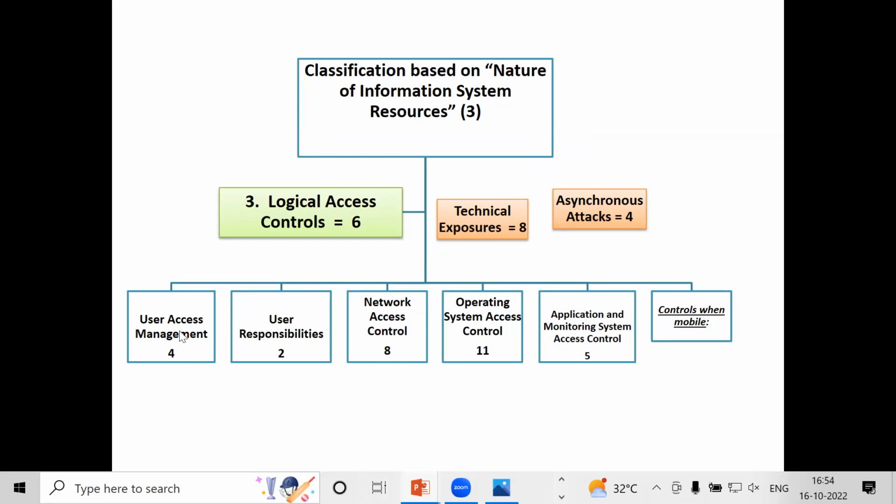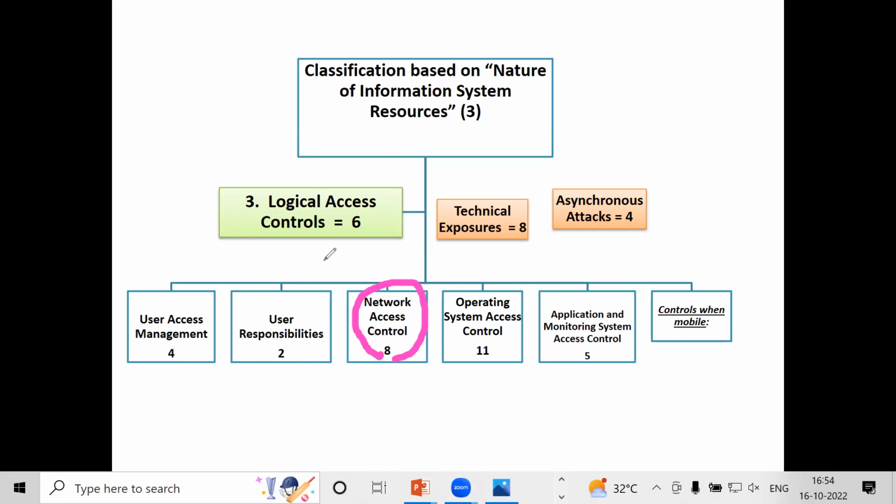Number one, user access management. There are 4 points. What is user access management? Who can access, for whom a user account can be created, user ID, password, etc., and the relevant permissions. Then user responsibility. What is the responsibility of the user? You as a user are not supposed to disclose your username and password to any other person. Third one, network access control. These are all logical access.